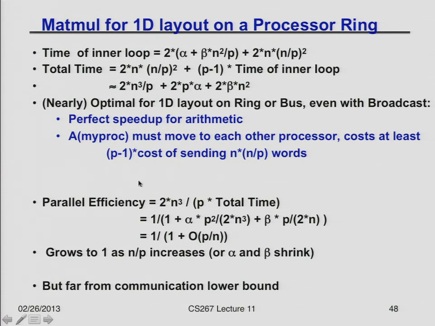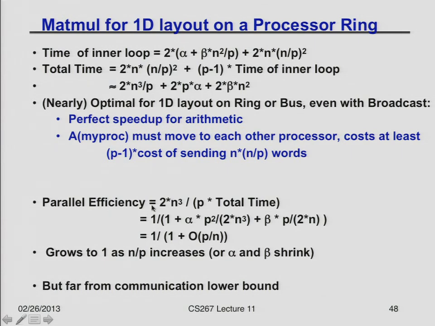So let's ask ourselves how efficient this is. This is nowhere near the lower bound, right? So remember, the lower bound was that the number of messages should be square root of p, and the words moved should not be n squared. It should be n squared divided by the square root of p. So I mean, this is not anywhere near the lower bound, but it's certainly better than the one we had before. But let's ask ourselves, how efficient is it?